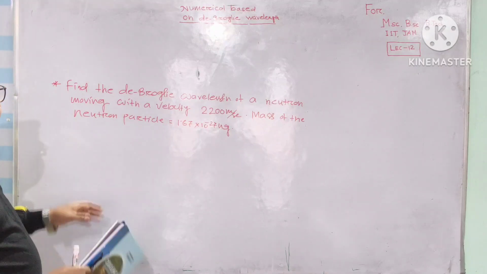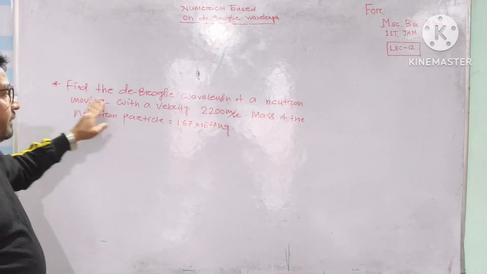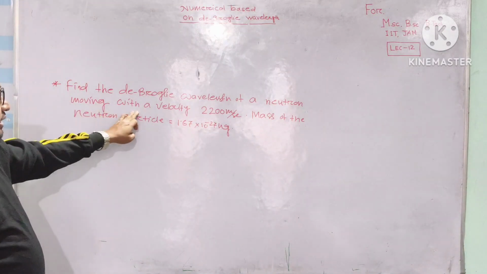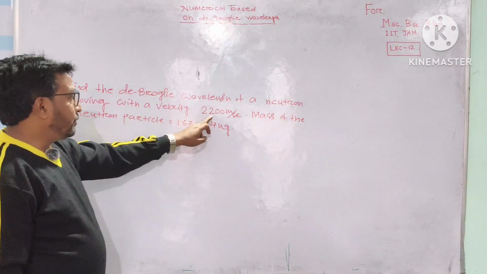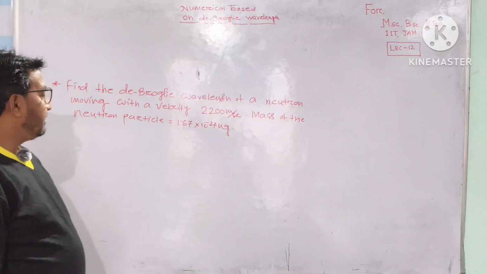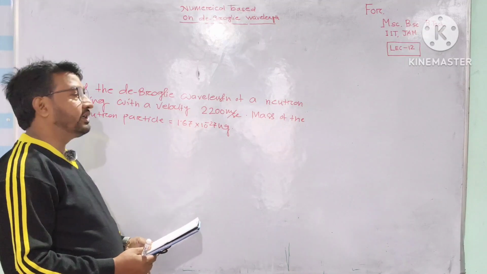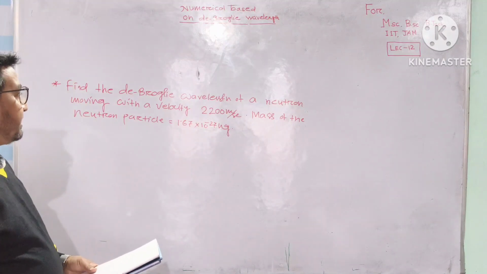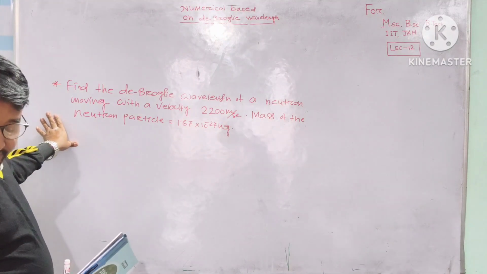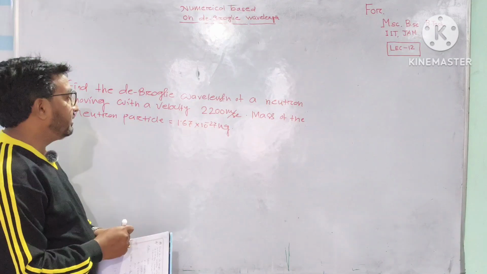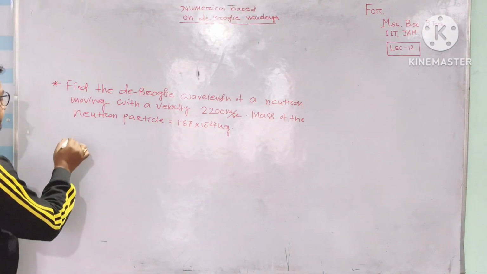According to the question, find the de Broglie wavelength of a neutron particle moving with velocity 2200 meter per second. Mass of neutron particle is 1.67 into 10 to the power minus 27 kg. Basically, this is a very simple numerical problem. Now we are going to solve this numerical.